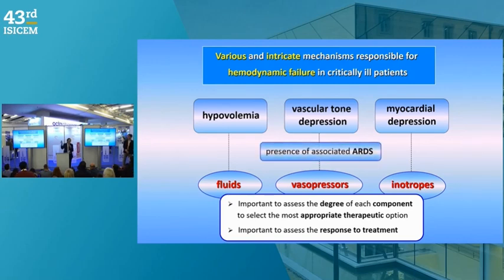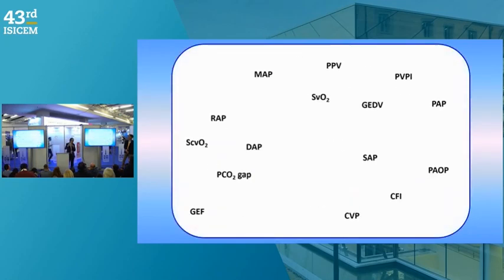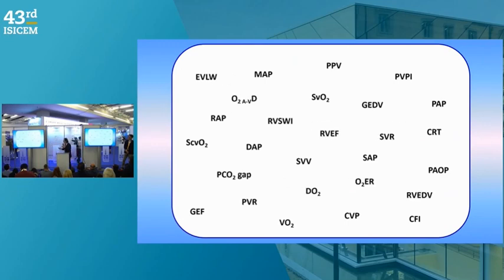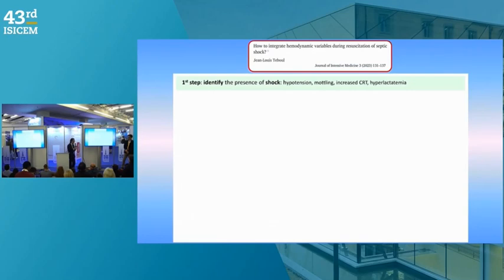And also to look at the complete picture of the patient, the presence of other organ dysfunctions, ARDS, acute kidney injury, etc. So we have many variables, and sometimes it is very complicated to identify which is important and which is not. So I want to propose you a very simple algorithm.